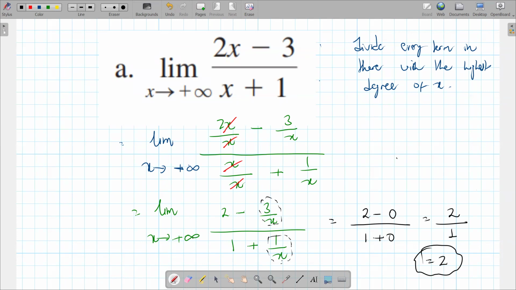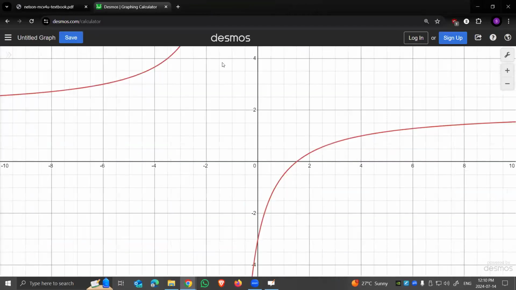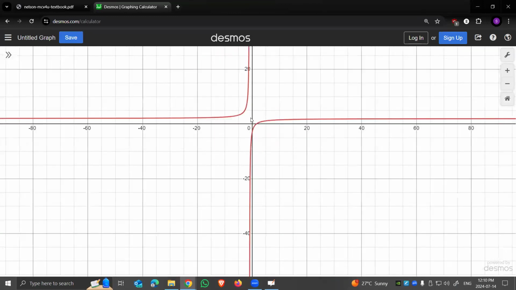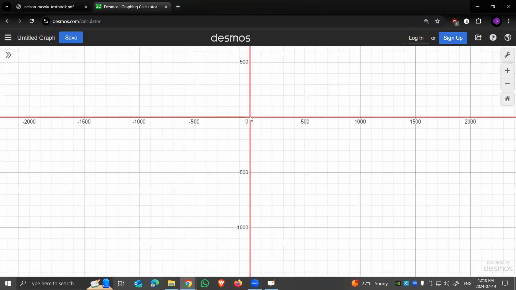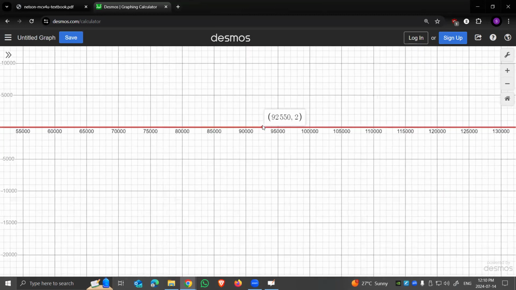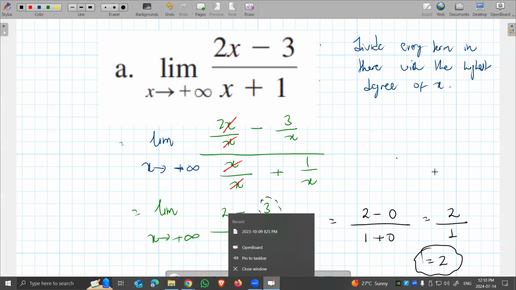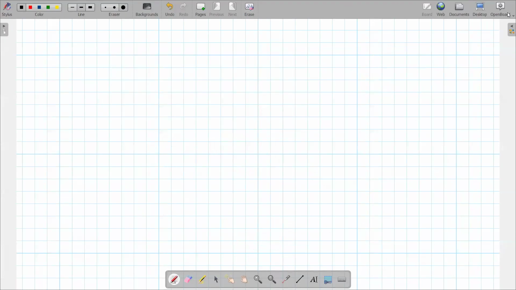And we can double check our answer here by graphing it. So 2x minus 3 divided by x plus 1. So this is what the graph looks like. Let's zoom all the way out to like infinity. Infinity means what here? We don't even know. But as you can see, as the x value becomes larger and larger and larger, what's the y value? 2, right? So that's what the limit is. That's what we found here. That 2 is that y value.